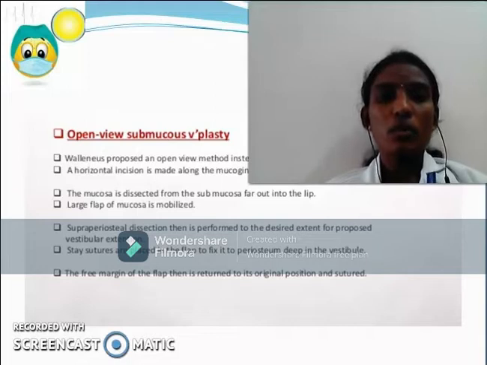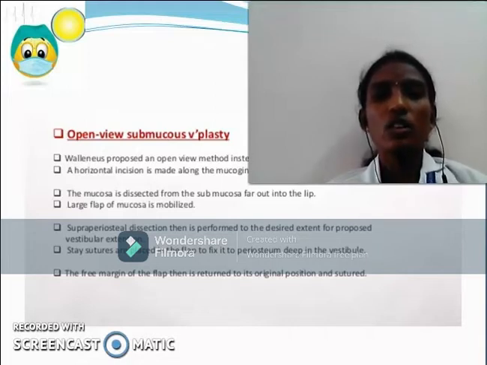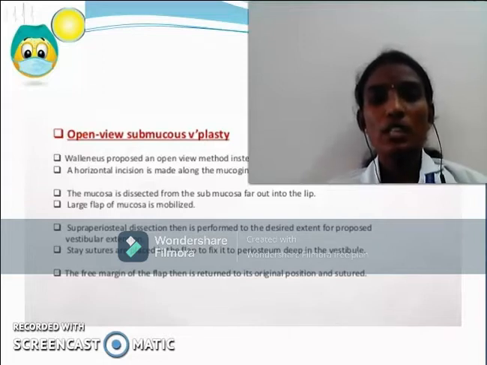Open view of submucosal V-plasty. Vallius proposed the open window view instead of tunneling. The horizontal incision is made along the mucogingival junction of the mucosa only. The mucosa is dissected from the submucosa far out from the lip. A large flap of mucosa is mobilized.